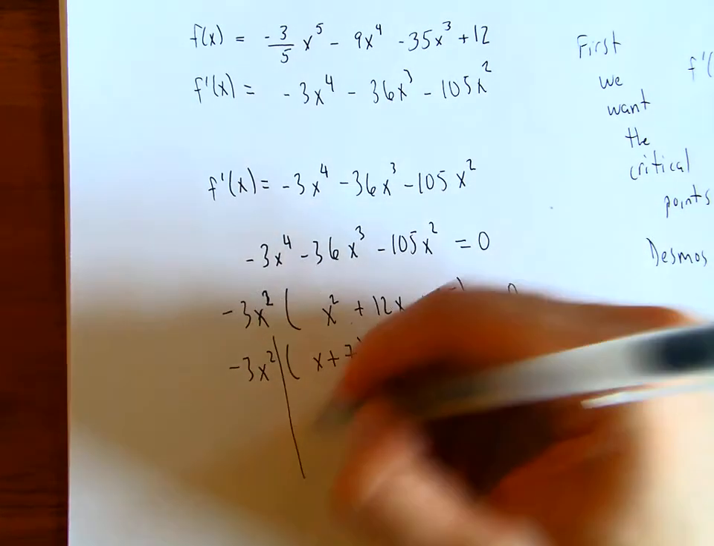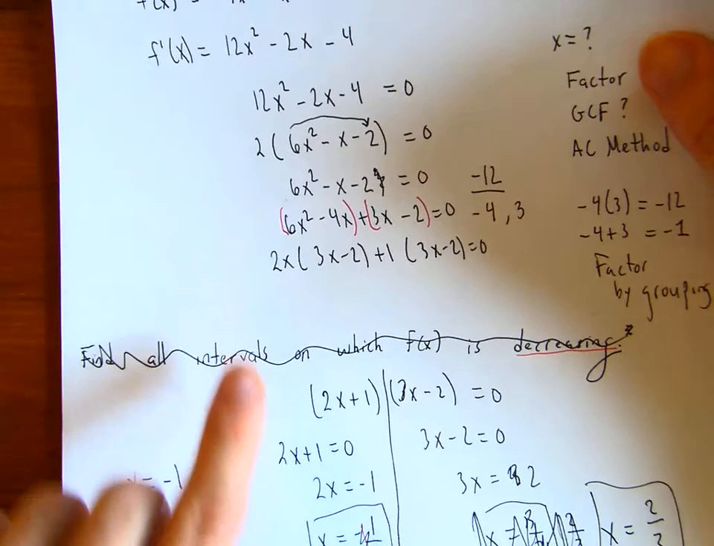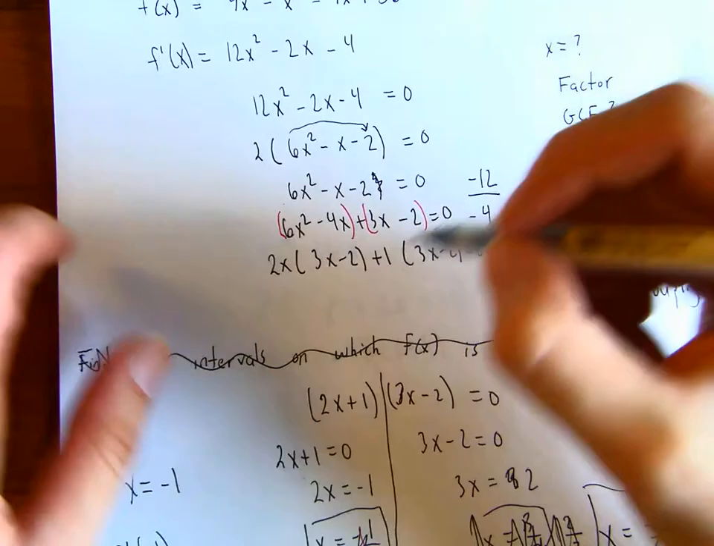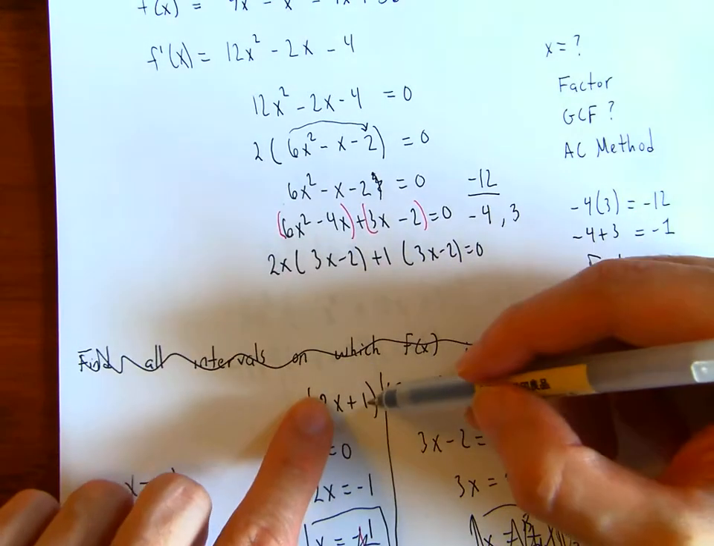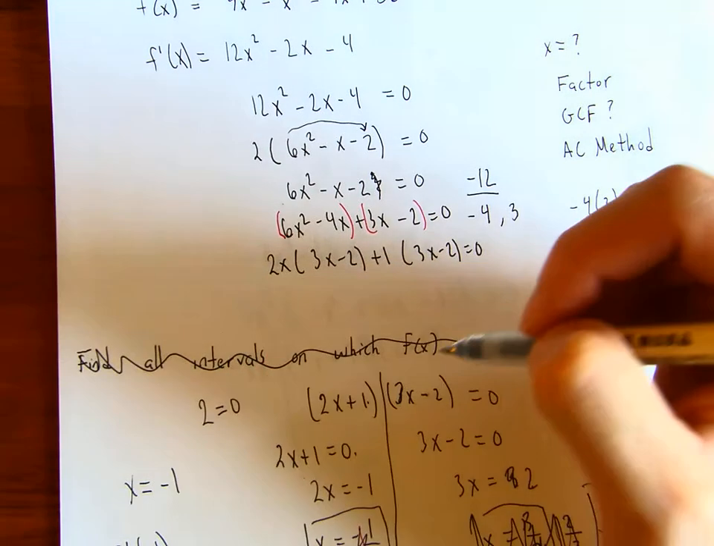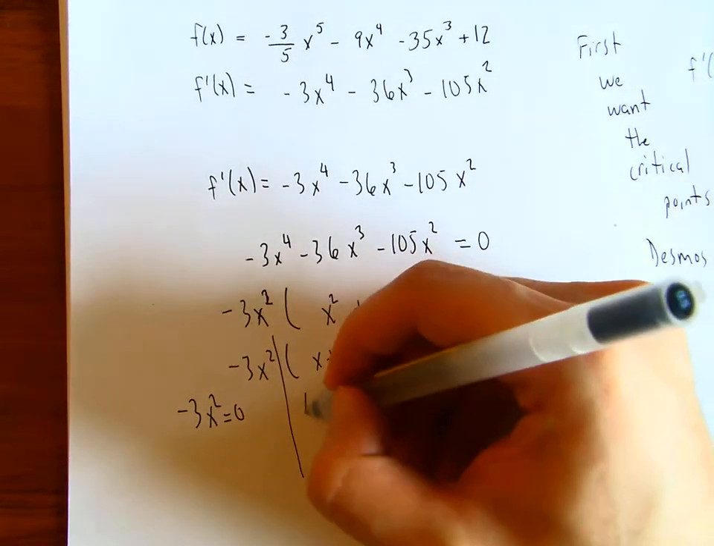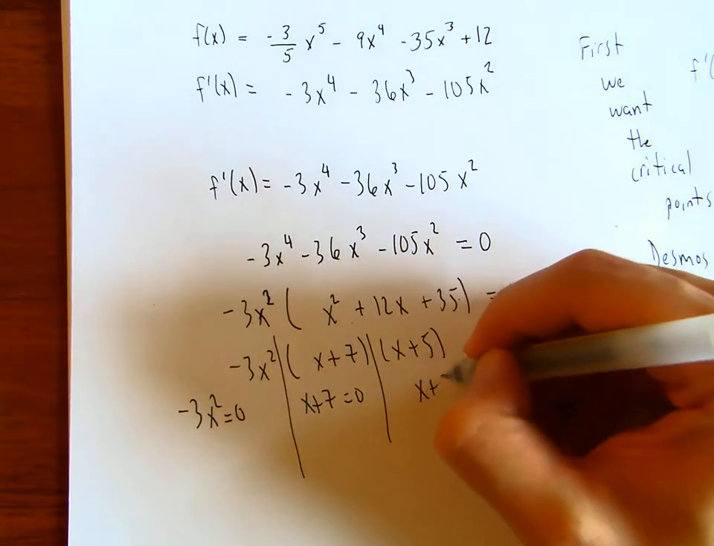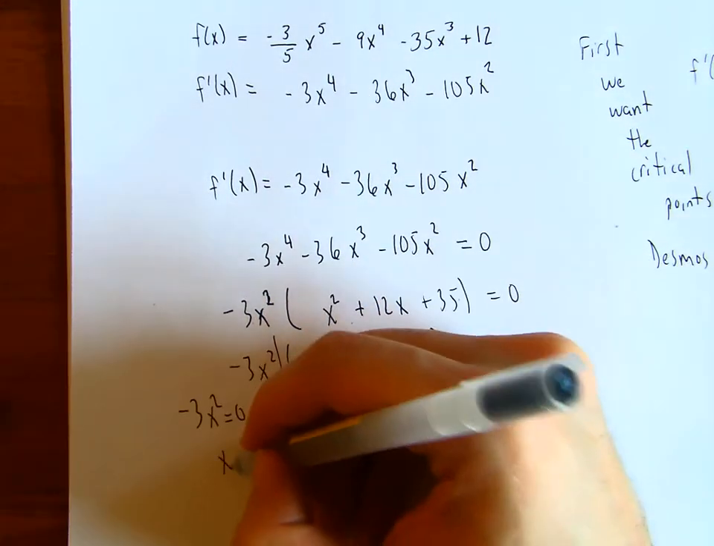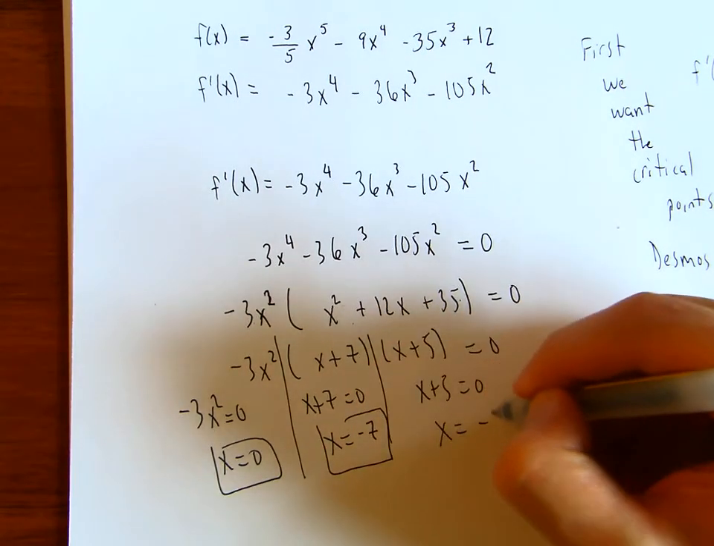Now, what can we say? In the previous problem, what was the GCF? It was 2. And notice, I didn't have to do anything with the 2. Technically, there's also a 2 equals 0, but that makes no sense. Here, we're going to have to say that negative 3x squared equals 0, x plus 7 equals 0, x plus 5 equals 0. Now here you say x is equal to 0, x is equal to negative 7, and x is equal to negative 5.